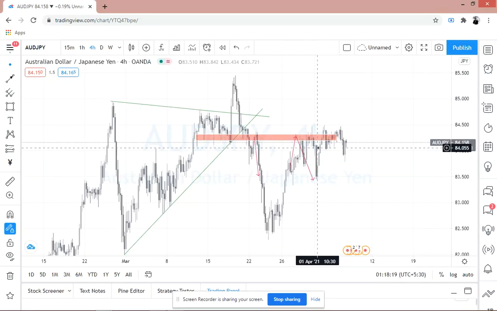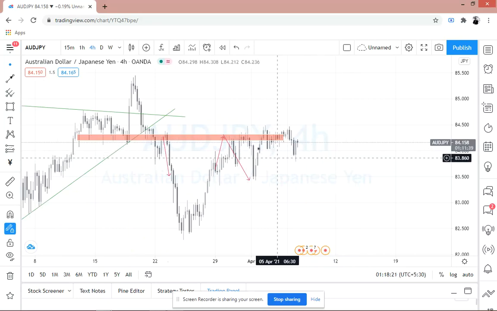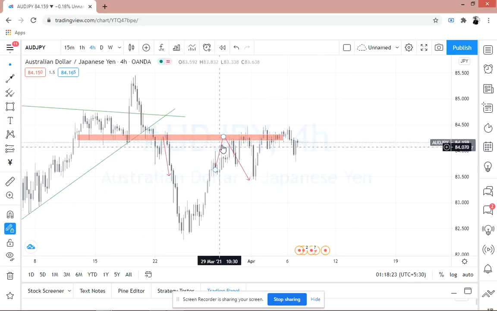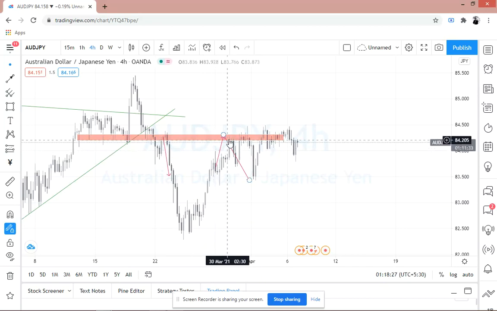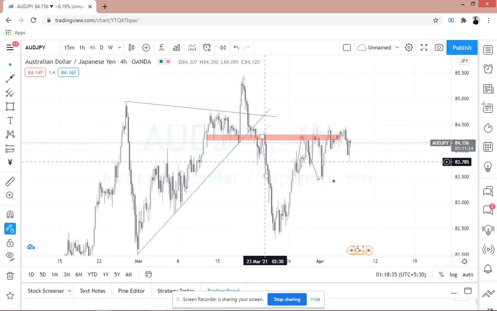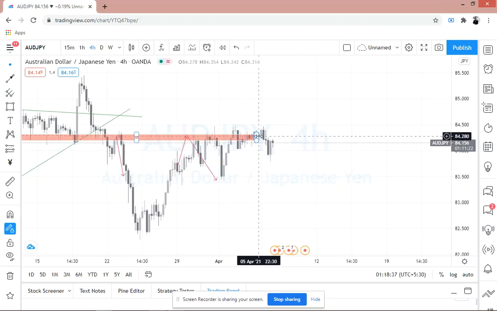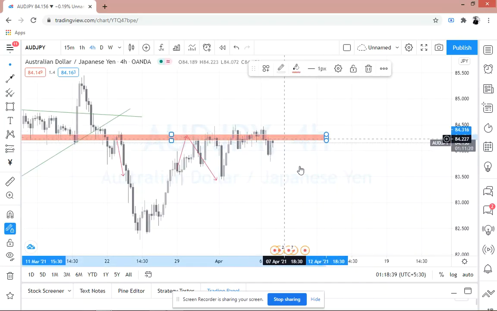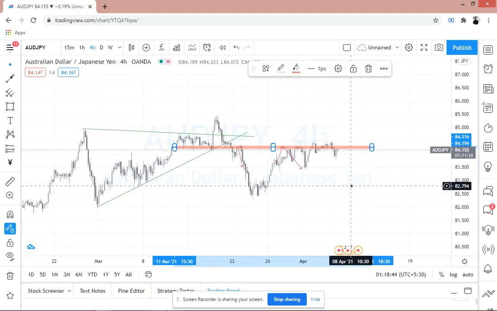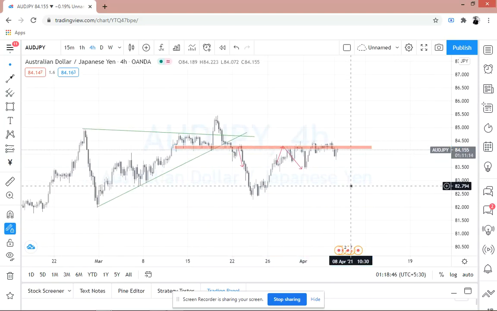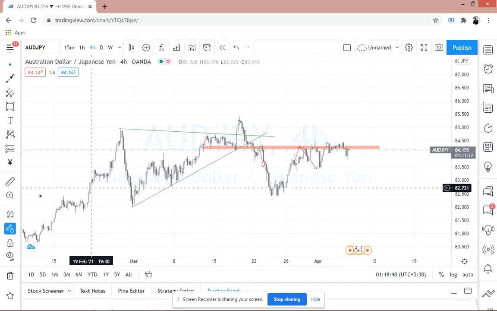AUDJPY, the market movement and the signal was awesome, because we can see that we needed the market to go up again to this level, and it did happen. After that, we see the market make a downtrend from the same level. Now the market is still at the same resistance level. These are the signals of last week.